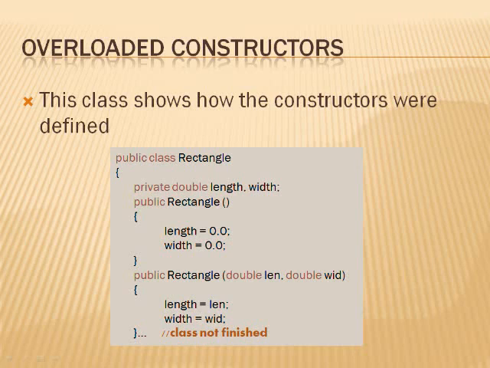Overloaded constructors continued. This class shows how the constructors were defined. The constructor with no parameters initializes the length to 0 and the width to 0, whereas the constructor that takes two doubles initializes the length and width to the doubles provided.